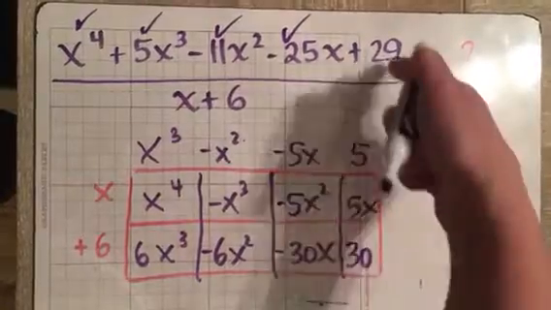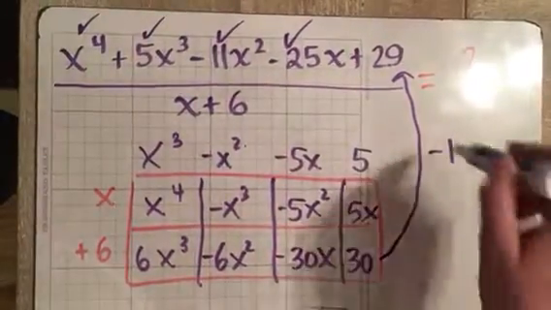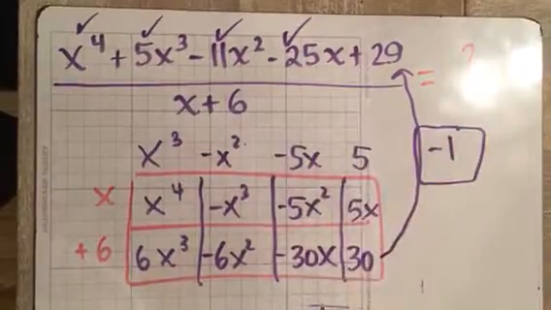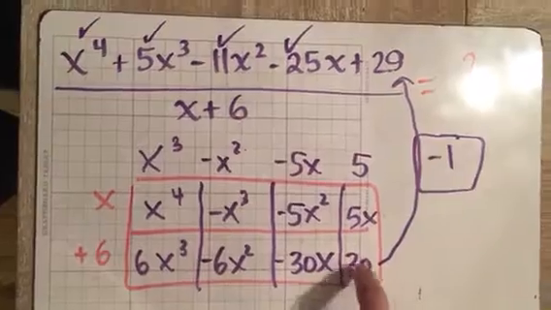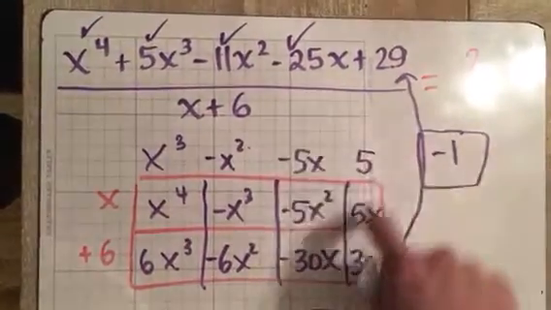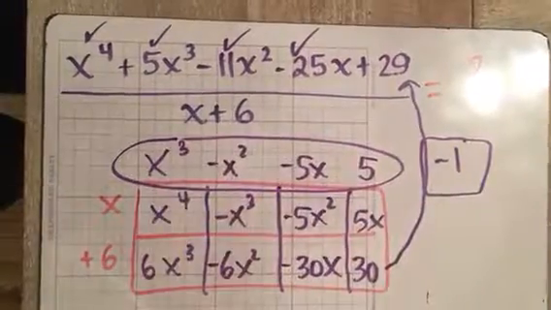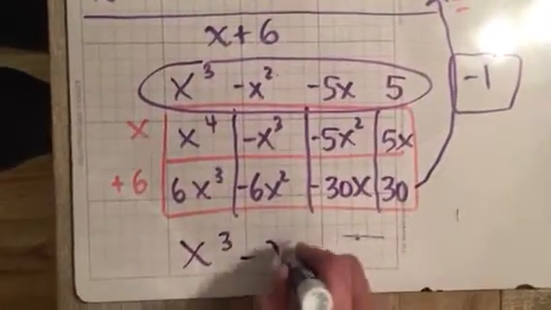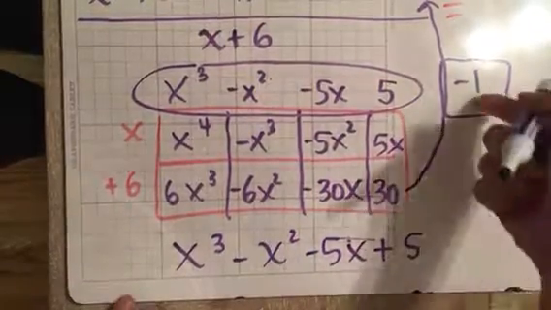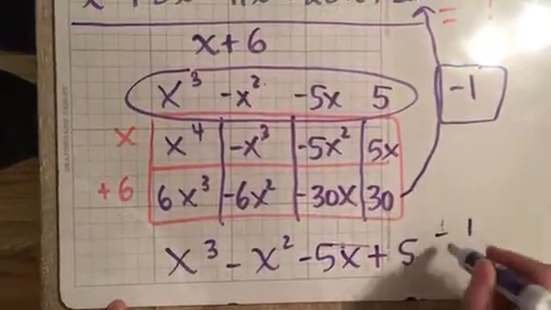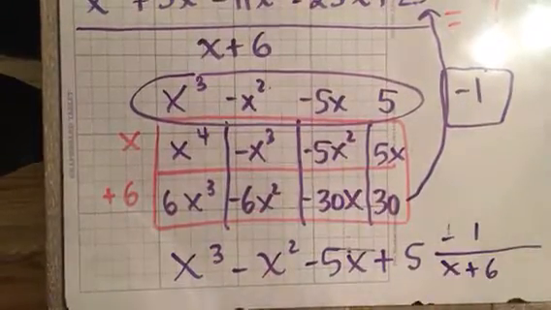Well, how do I get from 30 to 29? Subtract 1. So this is like the remainder. This is what I need to take away from this last number in order to get back to what I'm trying to get. So our solution is still all of this, x to the 3rd minus x squared minus 5x plus 5. And then I put this minus 1 over x plus 6, and that's what the remainder part looks like.